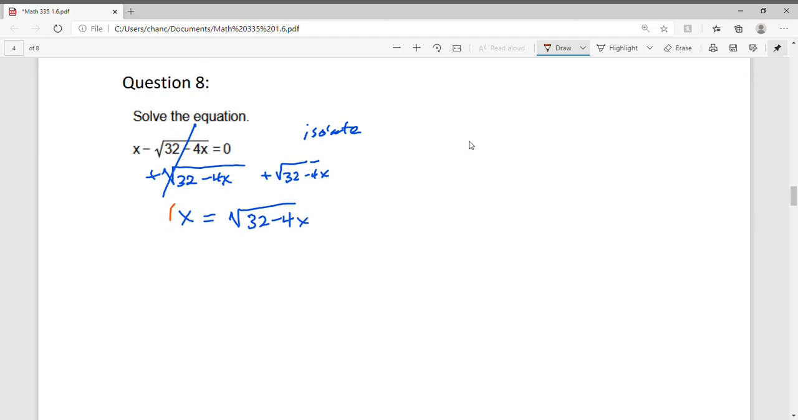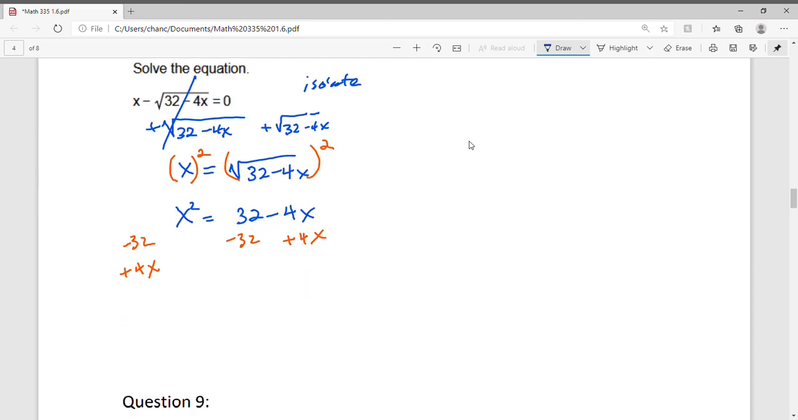After this, make sure you square both sides. This will get rid of the radical. x squared equals 32 minus 4x, and now we can set this equal to 0 and try to factor. Let's subtract 32 from both sides, and we'll also add 4x to both sides. This simplifies as x squared plus 4x minus 32 is now equal to 0, and let's use the diamond method.